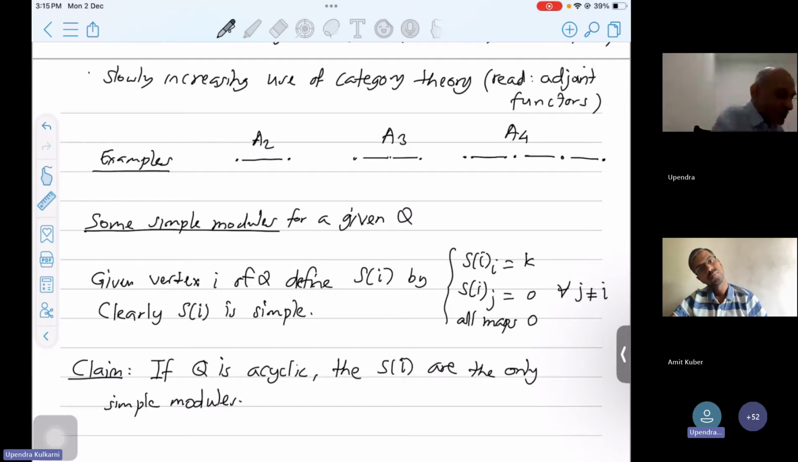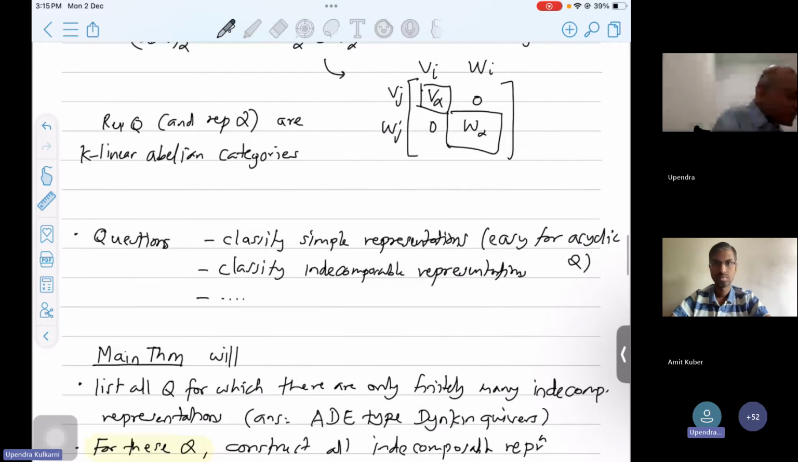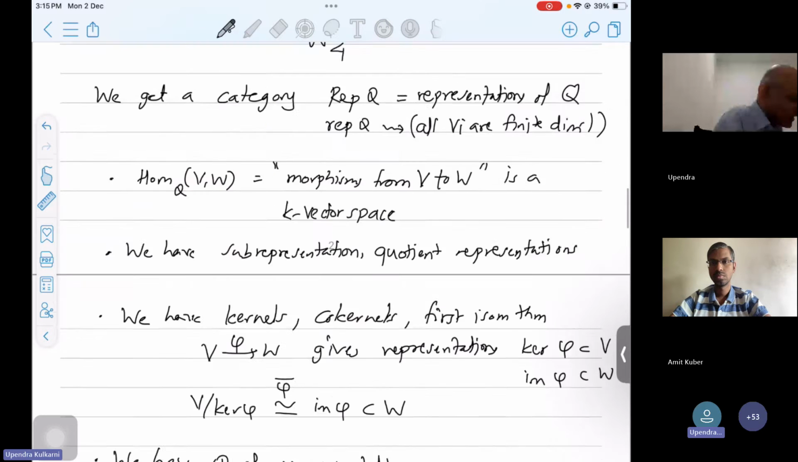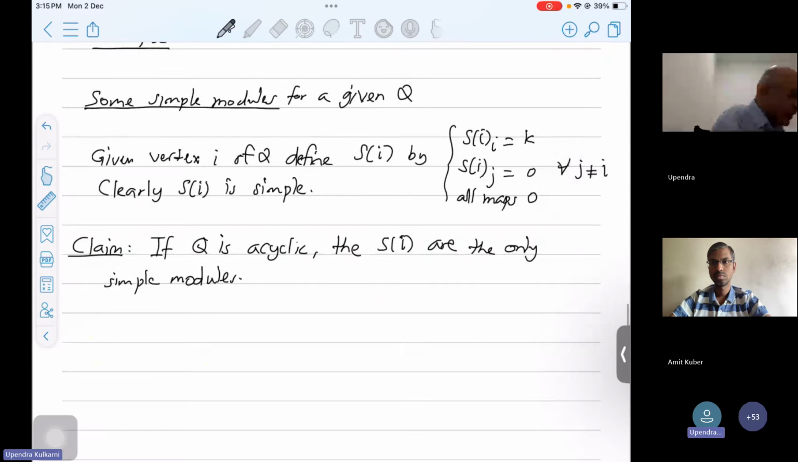Also, a very easy point. All of these SIs are pairwise non-isomorphic because they just live on different vertices, correct? If two representations are isomorphic, according to this picture that I wrote down, every phi is an isomorphism, in that case a linear isomorphism. In particular, the dimension vectors have to be the same. The dimension of V1 and W1 has to be the same because phi1 is a linear isomorphism. So the proof of this is something that I'm going to leave as an exercise for the tutorial.